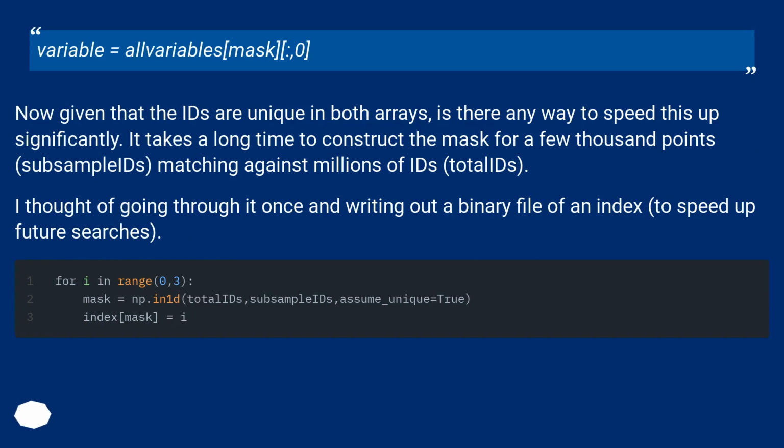Variable equals variables[mask, 0]. Now, given that the ids are unique in both arrays, is there any way to speed this up significantly? It takes a long time to construct the mask for a few thousand points, subsamplelids, matching against millions of ids, totalids. I thought of going through it once and writing out a binary file of an index, to speed up future searches.